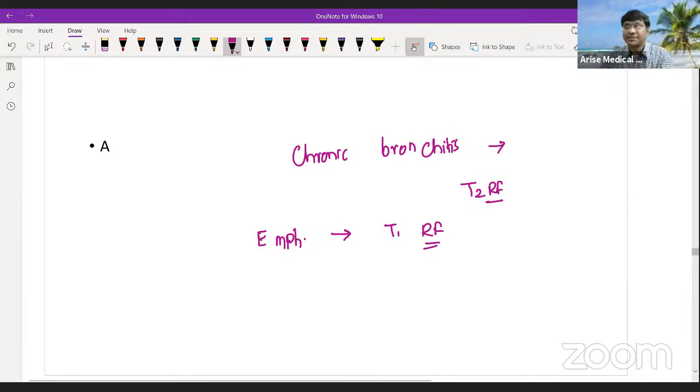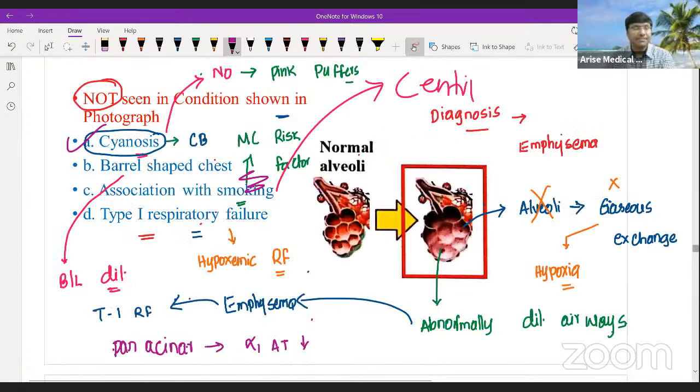Now, in these patients with COPD, because of the presence of barrel-shaped chest, what will you have on percussion? You will have the hyper resonant note.